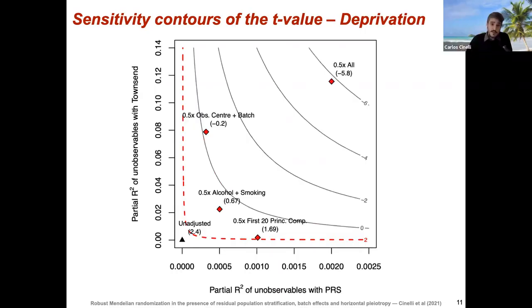Now, in contrast, we can do the same sensitivity contour plot for the effect of BMI on deprivation. And here it's the same interpretation as before, so I'm not going to go over it again, but we can see that the effect is not robust to residual biases, even a fraction as strong as observed biases. So you would need to believe that you don't have any residual biases on the same order of magnitude or even lower than what you have measured to believe that the MR estimate of BMI on Townsend deprivation index is credible.